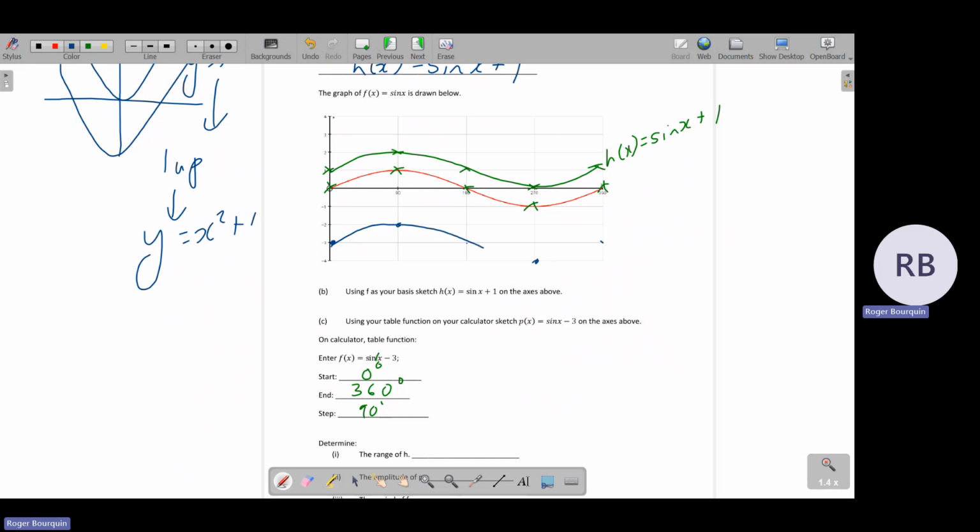And that, the calculator should give me those points. Okay, so this point here would be 90 degrees and minus 2. This would be 9. It would be 270 and minus 4.